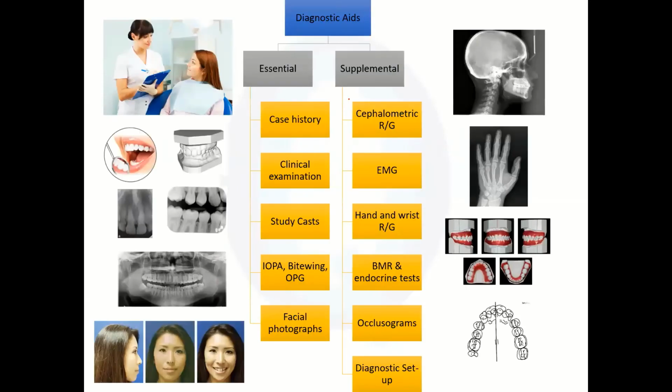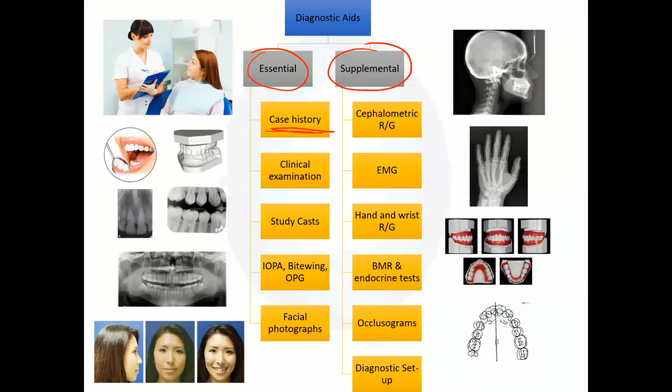So there are two types of diagnostic aids that we mostly use. First is called essential and supplementary. Now essential are the diagnostic aids that you have to take. Like you cannot skip on the essential ones. The first and the foremost and the most important is case history. You have to take the case history.